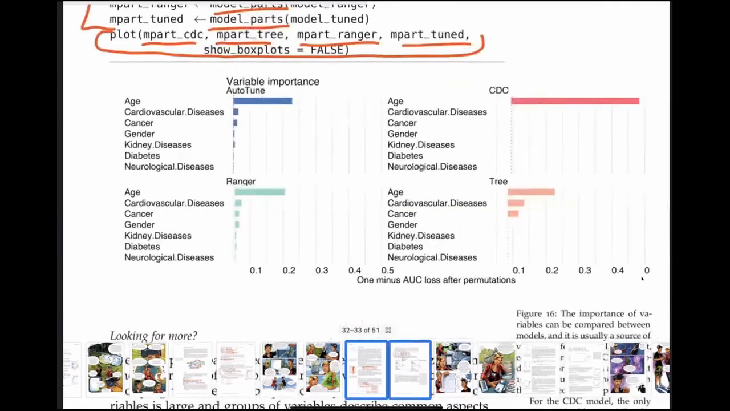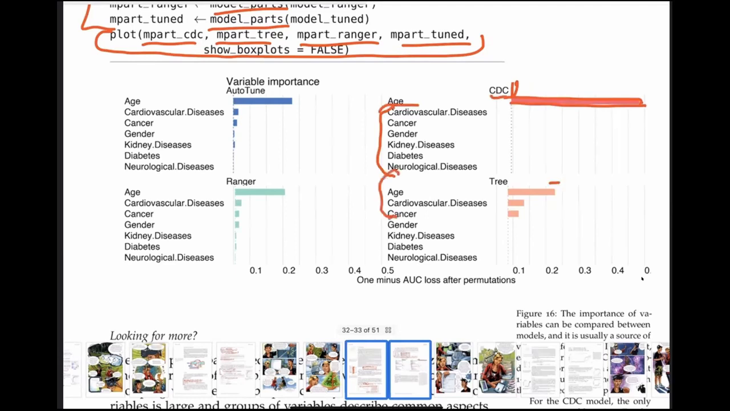In these plots, the beginning of each bar is the initial one minus AUC. So it's the initial model performance. And then the longer the bar, the more you will lose if this particular column is blinded. So for the CDC model, the only important variable is age, because we remember that it was just a table with few columns and they were all age groups. So in this R function that we have created, there is nothing except age. So of course, all other variables have zero importance.